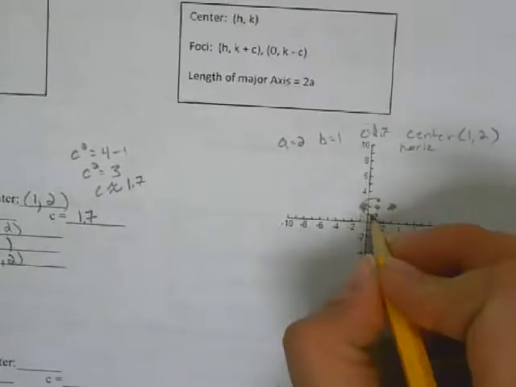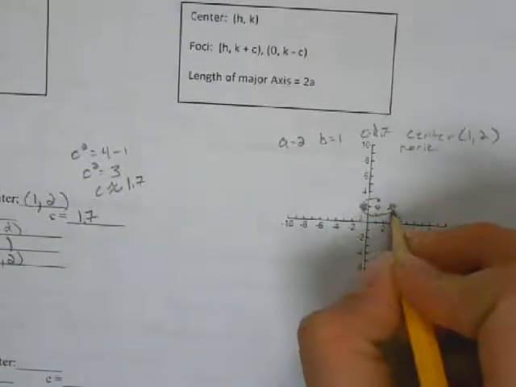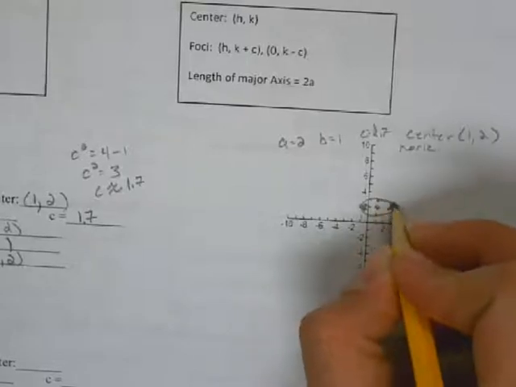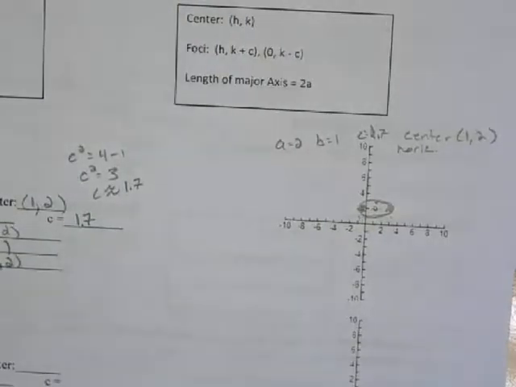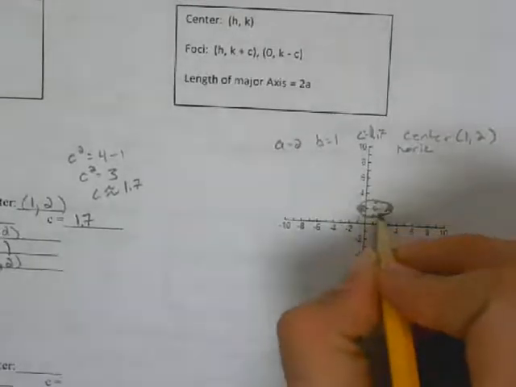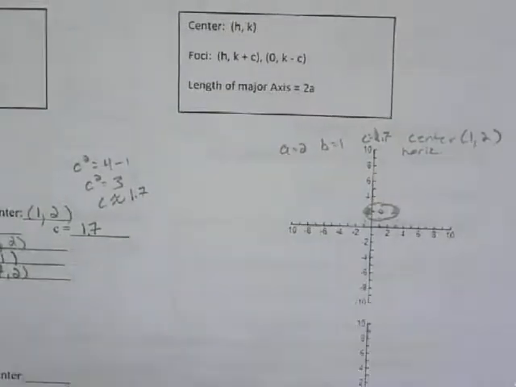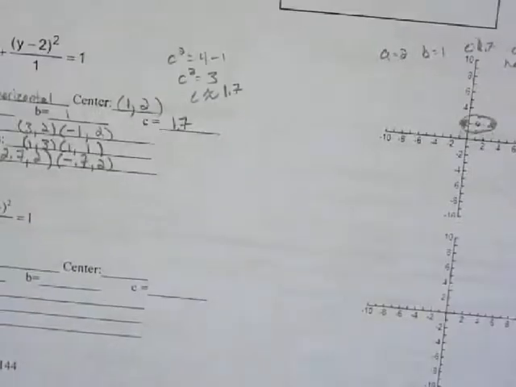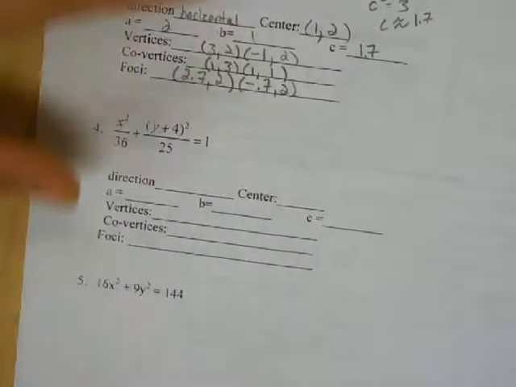Make your cute little adorable ellipse. My focal points are on my major axis. They're inside of my ellipse, so we're doing good. And that would be the end of that one. Now, I'm going to skip over 4. It's kind of the same sort of thing.